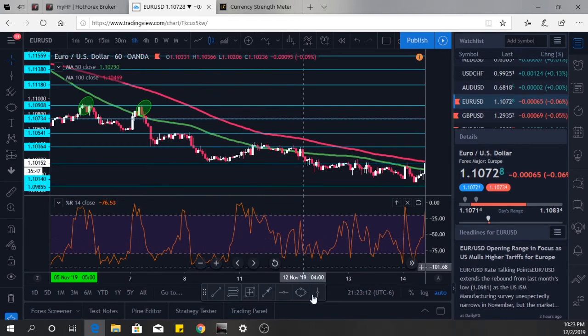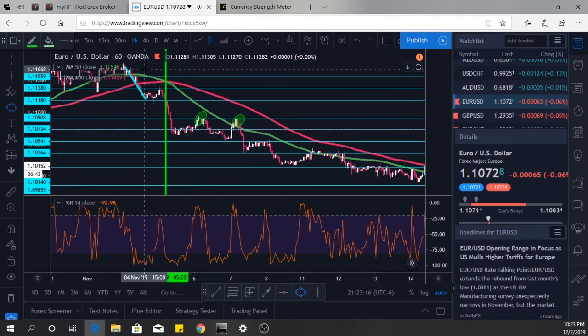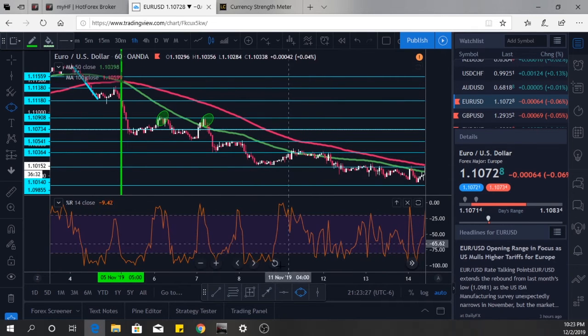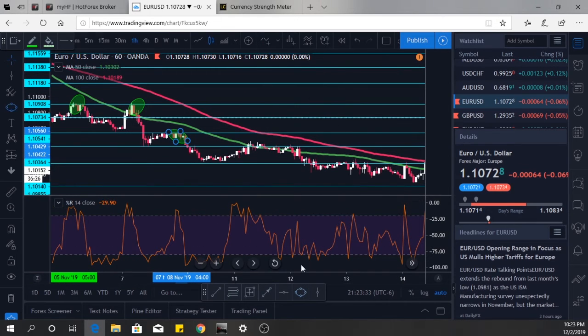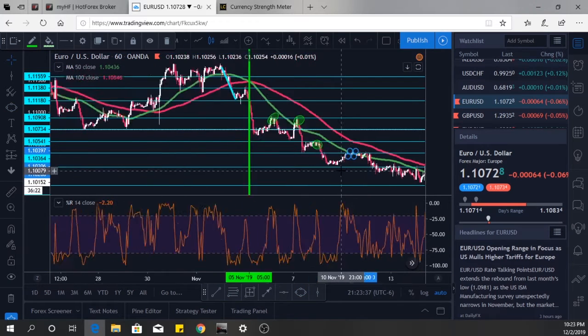So first of all, you wait for the 50 MA to cross the 100 MA. If it's crossing the 100 MA from above going down, it's in a downtrend, and what we do next is wait for the pullbacks, which will normally occur at the alert areas that we would have drawn. I hope you guys get that.